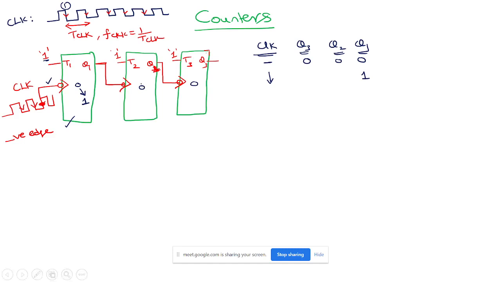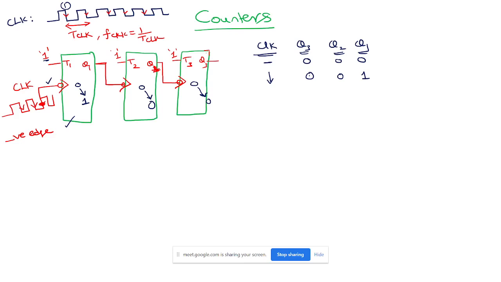Does this transition affect Q2? Q2 is 0. Can anybody answer? No, right? Because 0 to 1 is a positive edge, and it is negative edge sensitive. So obviously there is no change. 0 to 0 is not an edge at all. So this also becomes 0. So Q2 is 0, Q3 is 0.